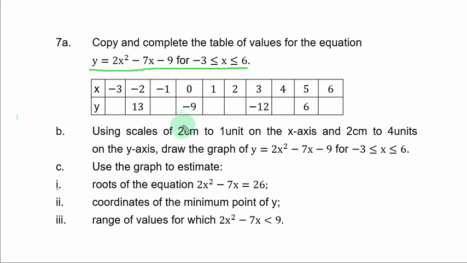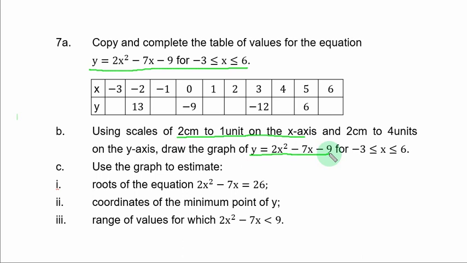B. Using scales of 2 centimeters to 1 unit on the x-axis and 2 centimeters to 4 units on the y-axis, draw the graph of y equal to 2s squared minus 7s minus 9 for minus 3 less than or equal to s less than or equal to 6.